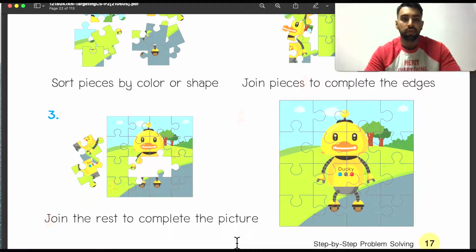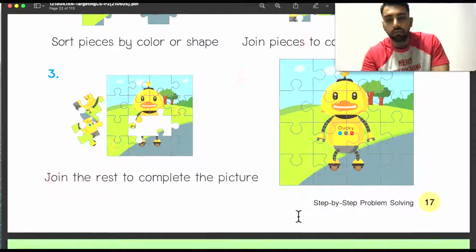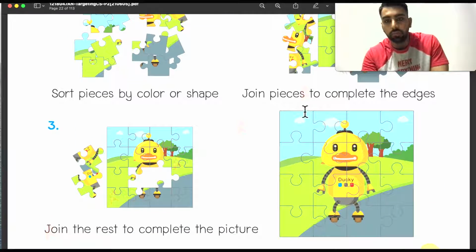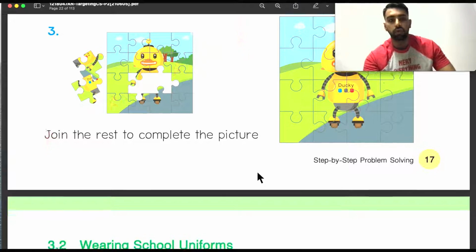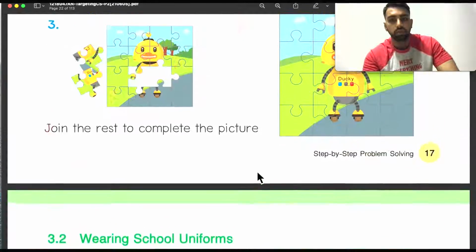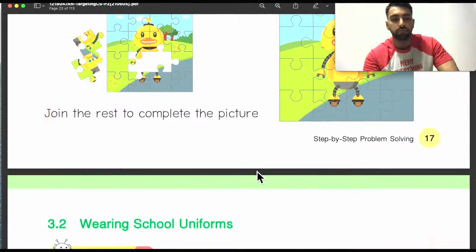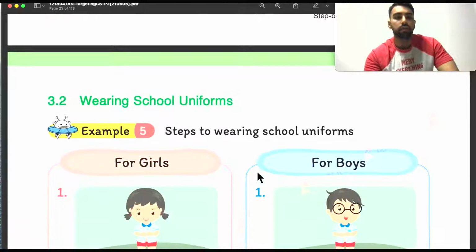And number 4, join pieces to complete the edges. Okay, so this was how you solve the jigsaw problem. And then now we have example 5, wearing school uniform.